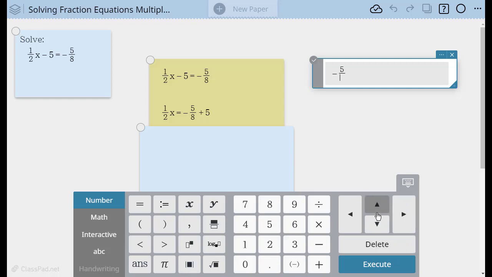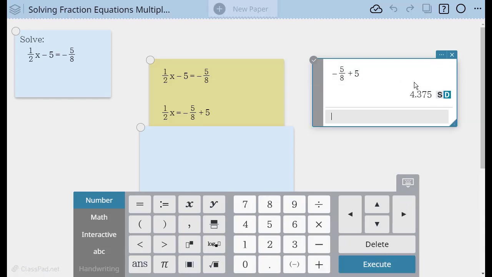I'm using these arrow keys to maneuver between numerator and denominator. Once I'm done entering the fraction, I do want to hit the right key to get out of the fraction before I enter my operation. So plus and then 5. And when I hit execute, I'm going to get the decimal equivalent, and I can toggle to the standard notation. So it gives me my answer in two forms, my fraction or my decimal. So let's leave it in fraction because we're working with fractions. So that's okay that we're in fraction form.